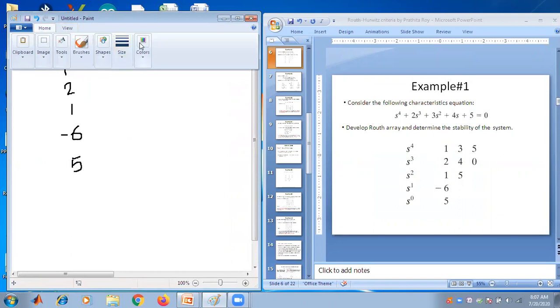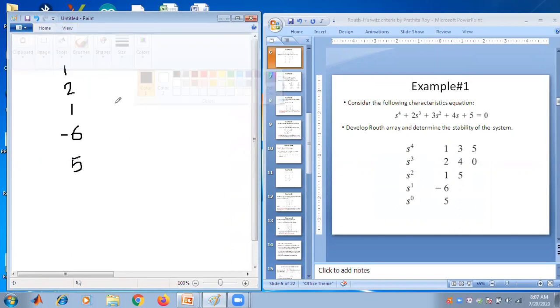From plus 1 to plus 2, no sign change. From plus 2 to plus 1, no sign change. From plus 1 to minus 6, there is a sign change. And from minus 6 to plus 5, there is another sign change. So the number of poles that lie on the right-hand side of the s plane is 2, because there are 2 sign changes. So the number of poles on the right-hand side of the s plane is 2, and the system is unstable.